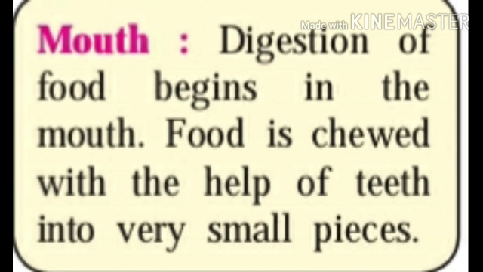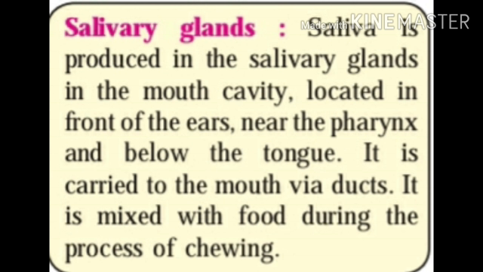Mouth. Digestion of food begins in the mouth. Food is chewed with the help of teeth into very small pieces. So, digestion begins in the mouth. Glands. Saliva is produced in the salivary glands in the mouth cavity, located in front of the ears. Where is it located? It is located in front of the ears, near the pharynx and below the tongue. It is carried to the mouth via ducts. It is mixed with food during the process of chewing. Whenever we are chewing the food, the saliva is mixed with it.